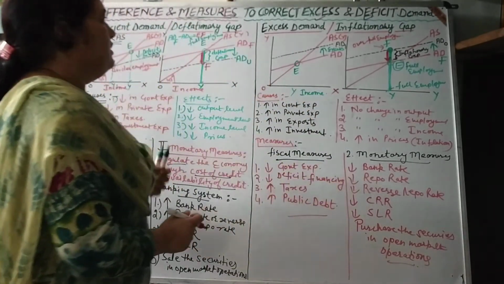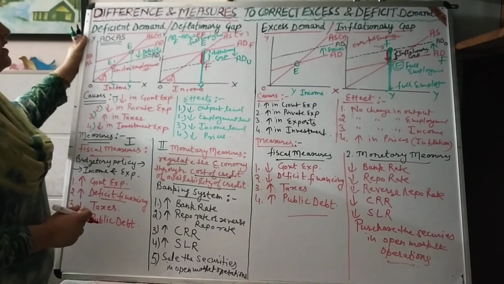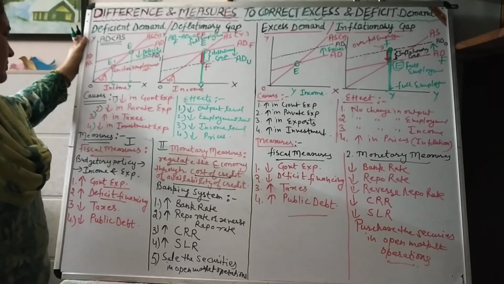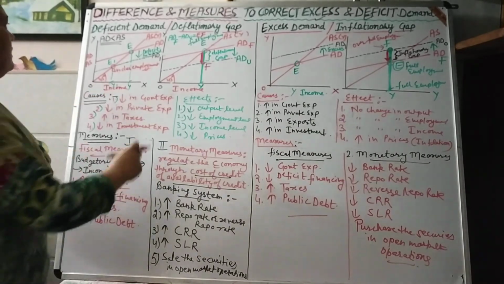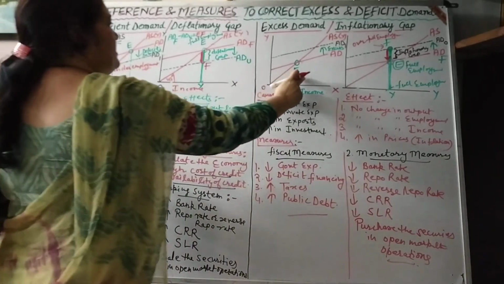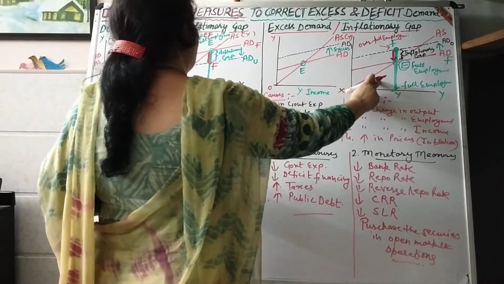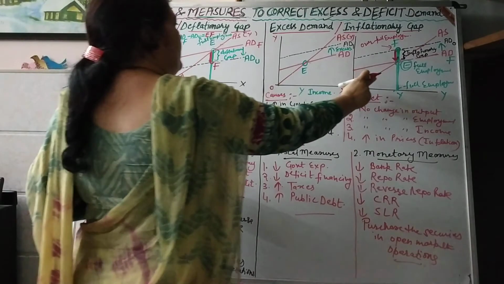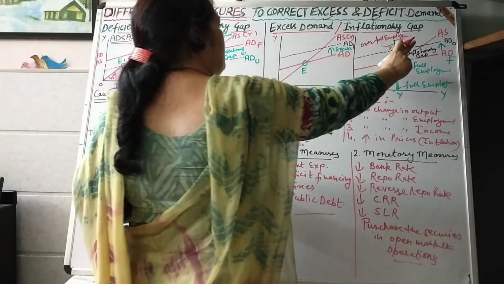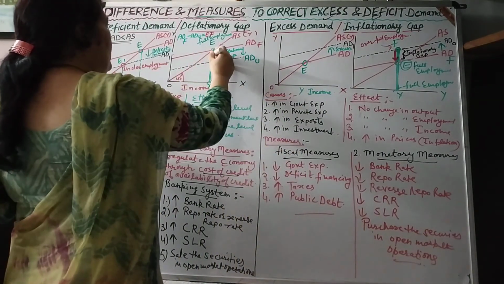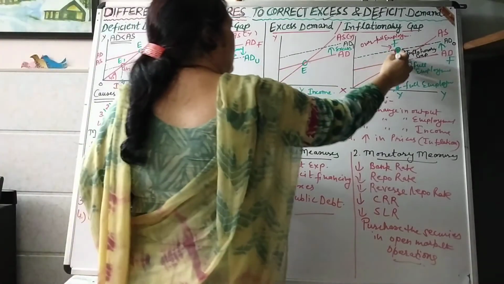So in this way we can remove the situation of excess or deficient demand from the economy. We have also tried to make a difference between deficient demand or excess demand, deflationary gap or inflationary gap. In deflationary gap or inflationary gap, no need to write down underemployment equilibrium or over full employment equilibrium. Just at full employment level, we have to make a difference between deflationary gap or inflationary gap.